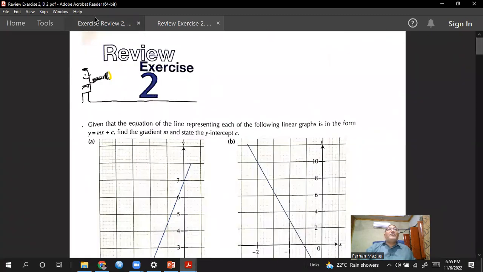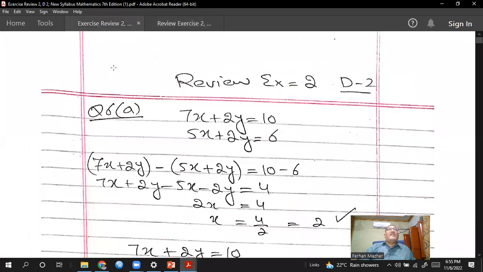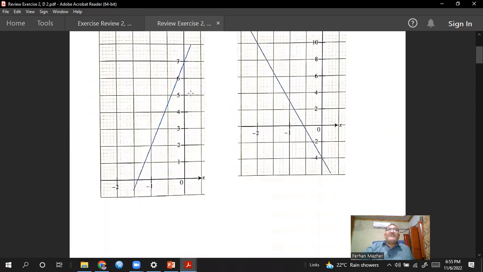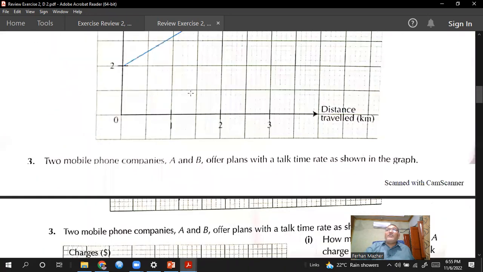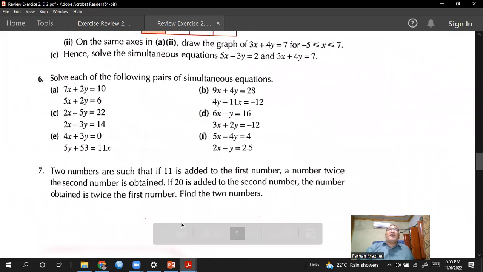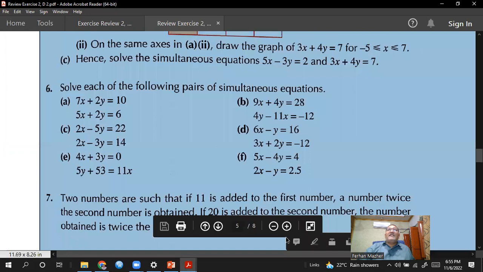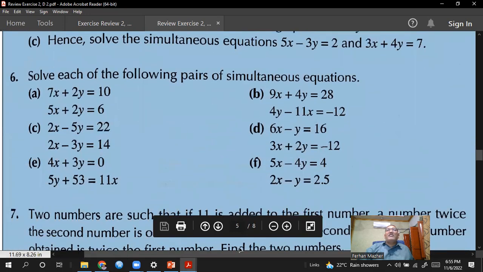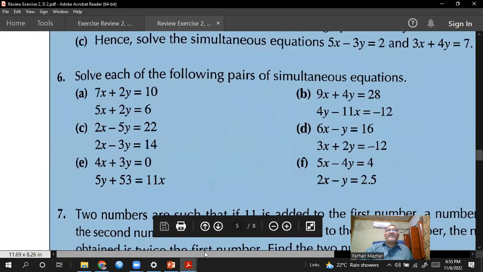So this is review exercise 2, and we are going to attempt it. In this video, we are going to start from question number 6, and we will try to go up to question number 17. So from review exercise 2, from the book D2, I'm going to start solving these equations from question number 6.